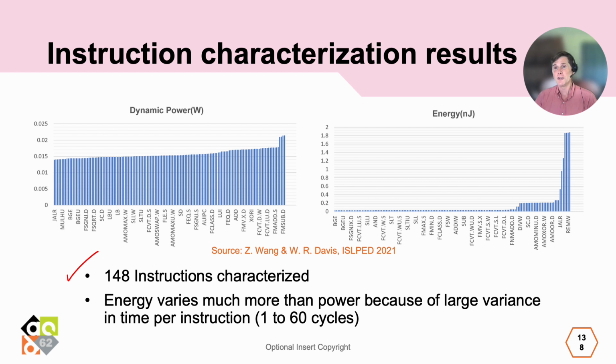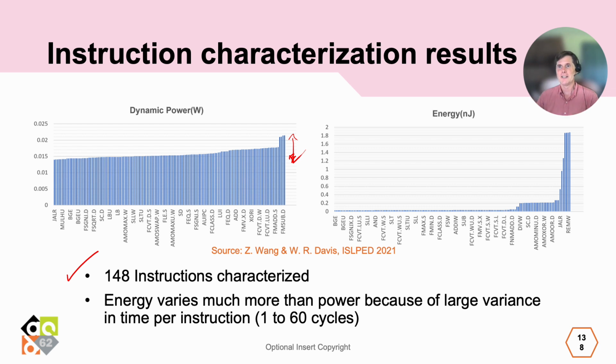One of the things you notice from this is that there's a whole lot more variation in the energy than in the power. The power only changes by maybe a factor of 50% from the largest to the smallest, whereas there's a much larger difference in the energy. Most of that is because the number of cycles per instruction changes so much from one to the next.